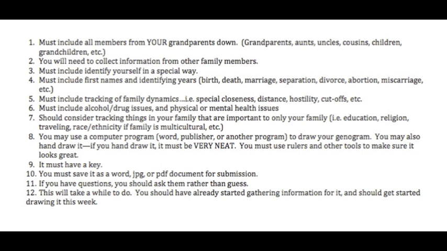Your genogram must have a key that shows what each of the symbols mean. I'll show you that at the end of this video, and you must save it as a Word, JPEG, or PDF document for submission in Blackboard. If you have questions, you should ask them rather than just guess. Feel free to email me or get in contact with me to let me know that you have questions. You can call or email. It will take a while to do. You should have already started gathering the information, and you should get started drawing it during week 3.